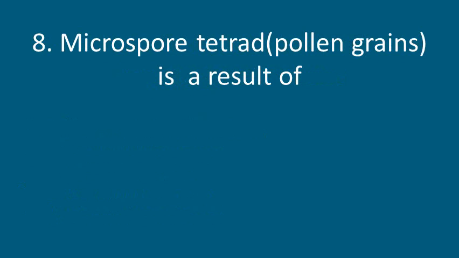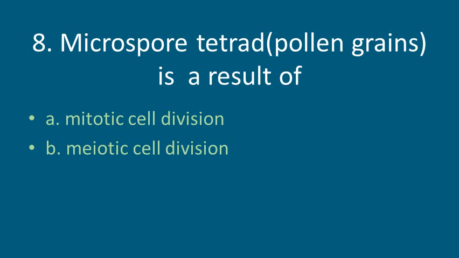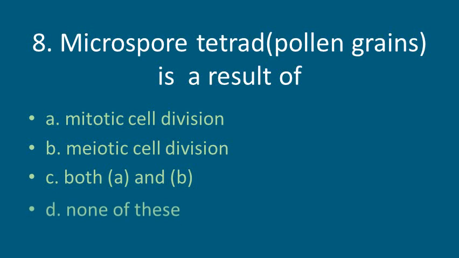Question number 8. Microspore tetrad, that is pollen grains, is a result of option A, mitotic cell division, option B, meiotic cell division, option C, both A and B, and option D, none of these. Here the answer will be option B, because the pollen mother cell divides meiotically to form the haploid tetrad of cells called the microspore tetrads or the pollen tetrads.